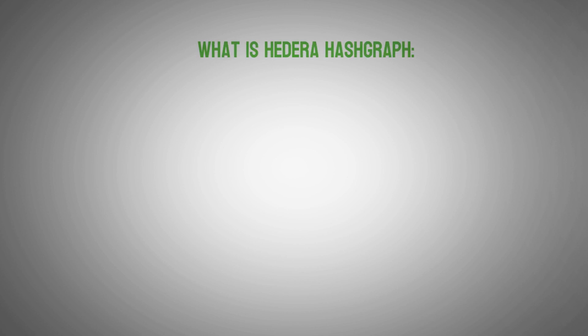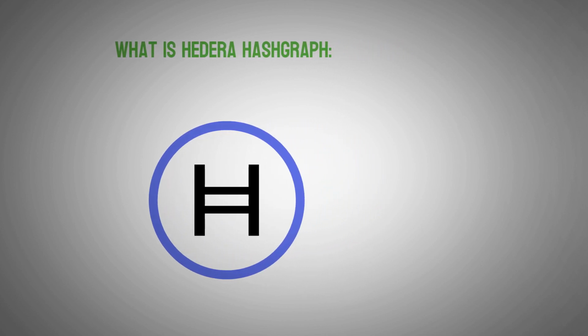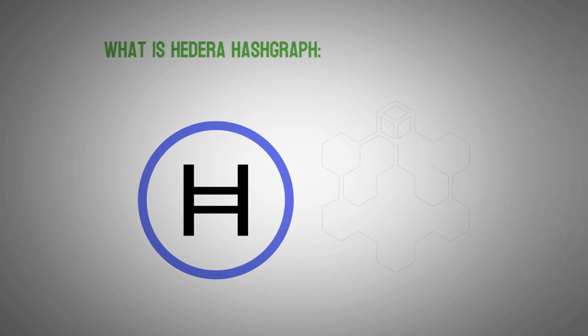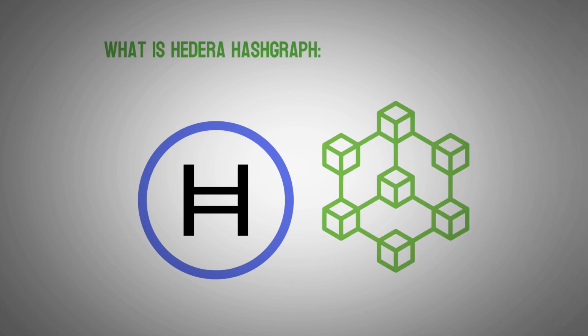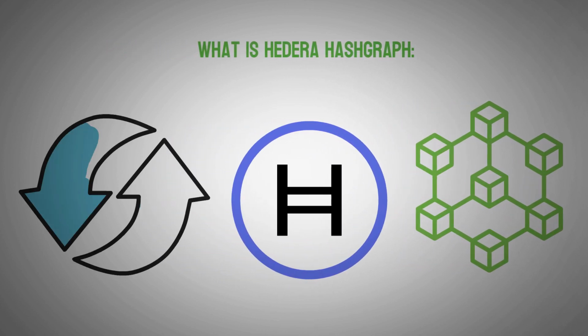What is Hedera Hashgraph? Hedera Hashgraph is a new type of distributed ledger technology, or DLT, that promises to solve some of the biggest challenges facing traditional blockchain technology. Unlike blockchain, Hedera Hashgraph uses a consensus algorithm called a directed acyclic graph, or DAG, to validate transactions. This algorithm is designed to be faster, more secure, and more scalable than traditional blockchains.